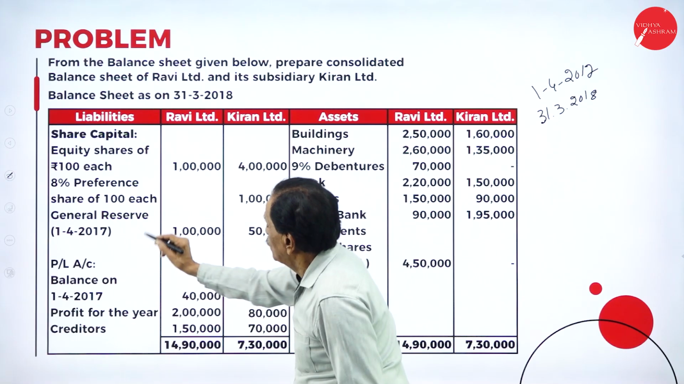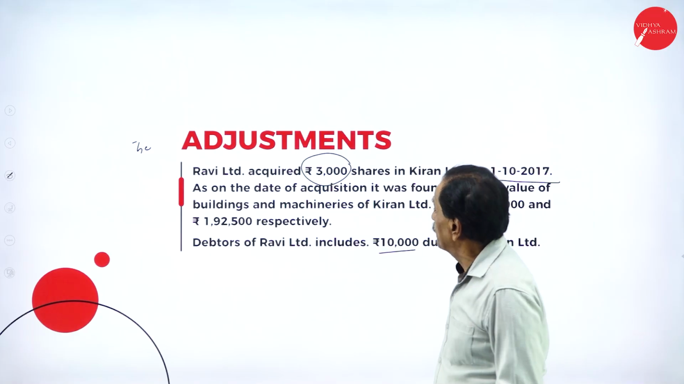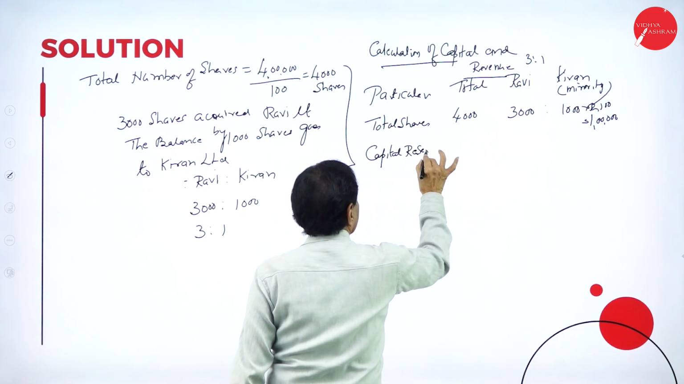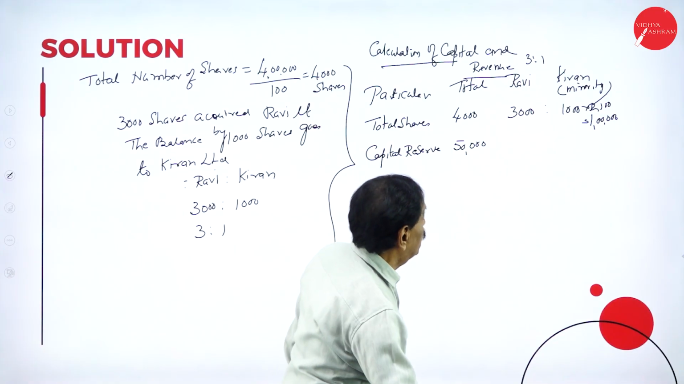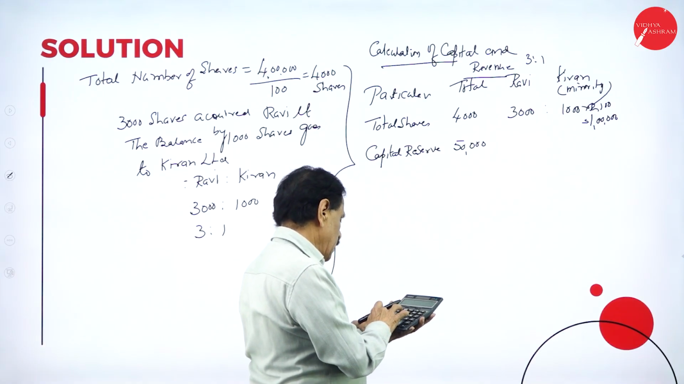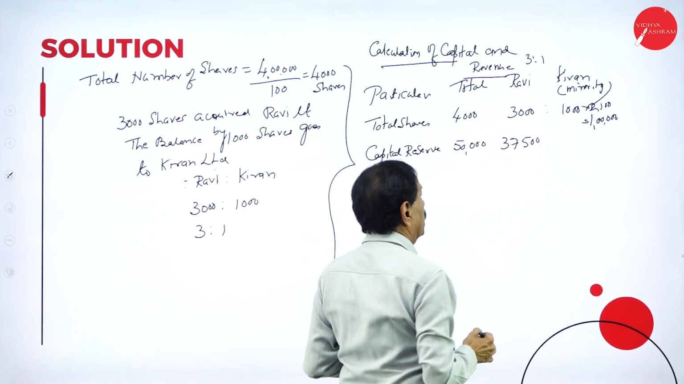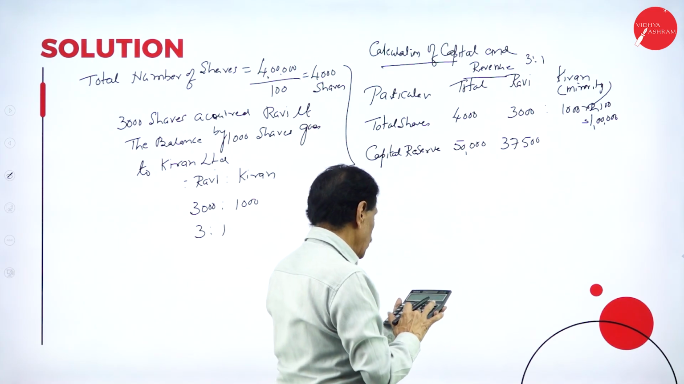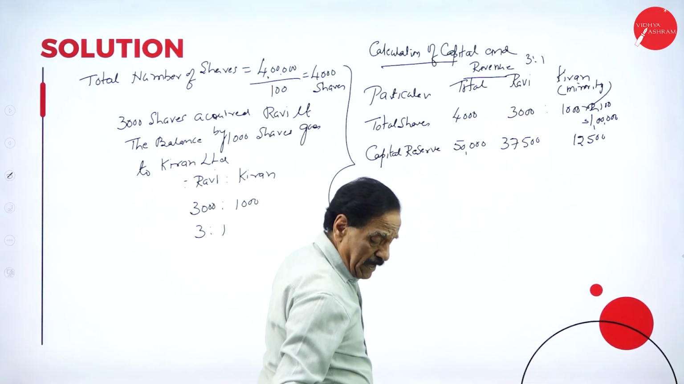Now, come back here. General reserve on 1/4 is 50,000, acquired on that date, means it is nothing but capital reserve, $50,000. So the share is 3:1. 50,000 into 3 divided by 4, 37,500 goes to Ravi. Then 50,000 into 1 divided by 4, 12,500 goes to Kiran. This goes in favor of capital reserve.